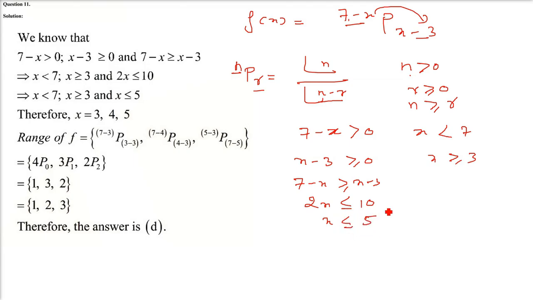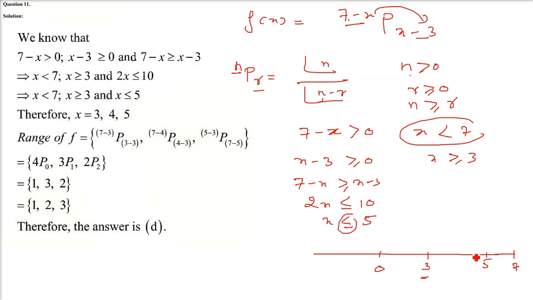So you have three conditions here. x less than 7, x greater than or equal to 3, x less than or equal to 5. So better is to make a number line. x has to be less than 7, 7 is not included. x should be greater than or equal to 3, so 3 is included. x should be less than or equal to 5, so 5 is also included. You have 3, 4 and 5. So these 3, 4, 5, these are the values we are interested in. Now let us take the range.